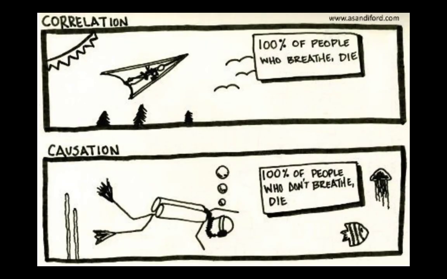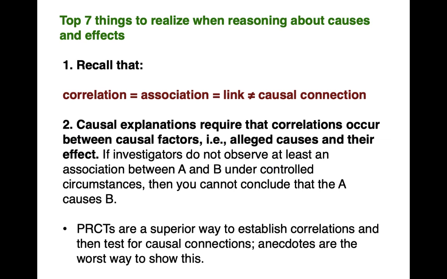We all know the difference between correlation and causation. Here's correlation: 100% of people who breathe die. There's this correlation between breathing and dying. Causation: 100% of people who don't breathe die. In this case, it's the lack of breathing, lack of oxygen, that causes the death. Recall that correlation is the same thing as an association, which is another way of saying there's a link. But none of those terms refer to a causal connection. And this is the issue.